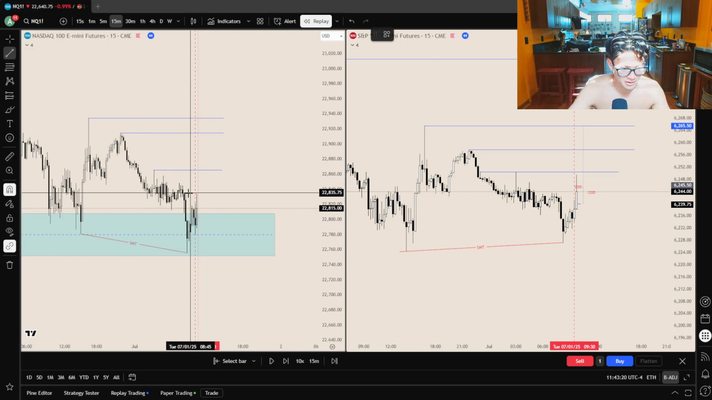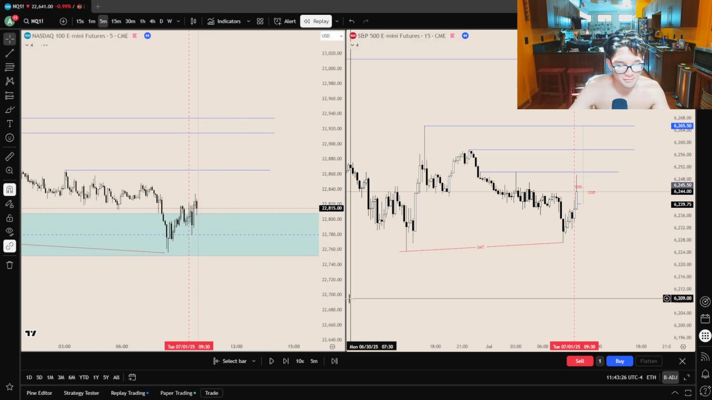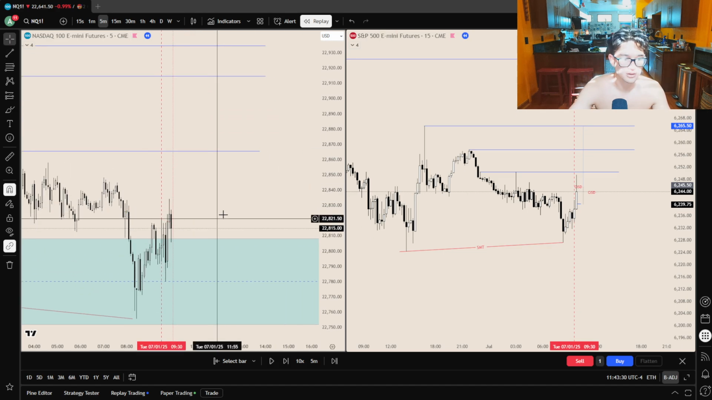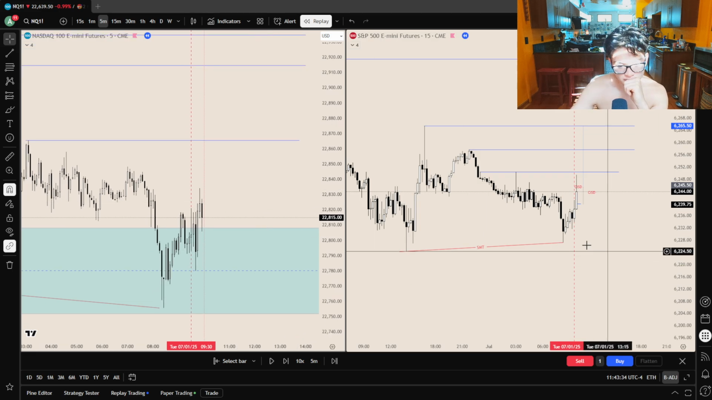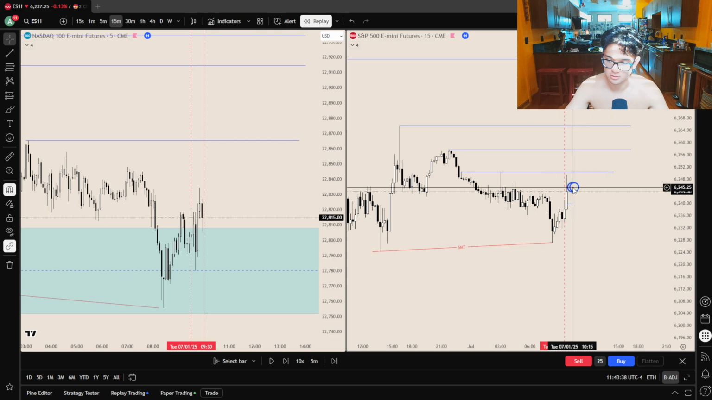We didn't yet have a 15-minute change in the state, and even for the 5-minute, the change in the state was all the way up here. So I wanted to be a little more patient starting the day off and looking for displacement. But overall, my bias was bullish.